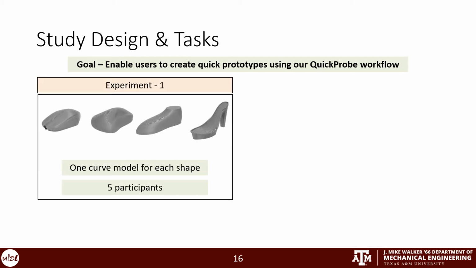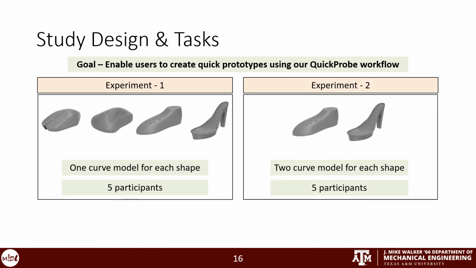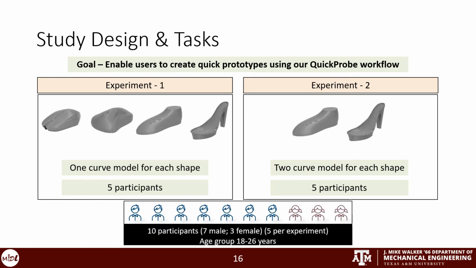In the first experiment, users were asked to create kinesthetic curve networks on the surface of 3D printed objects. The objective here was to observe how users created different types of curve networks on the surface of objects belonging to the same class. That is, different types of computer mice and different types of shoes. The second experiment was designed to observe how users generated artistic patterns using curve networks on 3D printed objects that served as physical scaffolds. We recruited 10 participants, 7 male, 3 female, that is 5 per experiment.